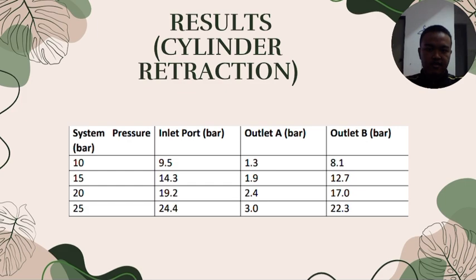And next is cylinder retraction. The retraction data table: now the roles of outlets A and B are reversed. During retraction, the inlet pressure is still close to system pressure, but now outlet A is low, around 1.3 to 3 bar, because it's the return line. Meanwhile, outlet B becomes the driving side, with pressures from 8.1 up to 22.3 bar. This swap is due to the directional valve shifting flow, which is exactly how a double acting cylinder should work.